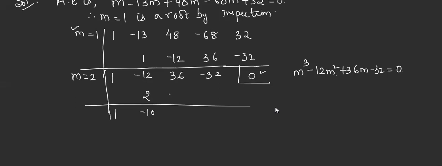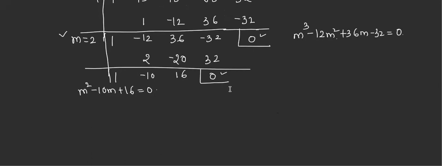Multiply now. 2 into minus 10, minus 20. 36 minus 20 is how much? 16. Now 16 into 2, 16 2s are 32. Minus 32 plus 32 is again 0. It confirms that m equal to 2 is correct. Now write a quadratic equation: m square minus 10m plus 16 equal to 0. Now you can find out the roots.